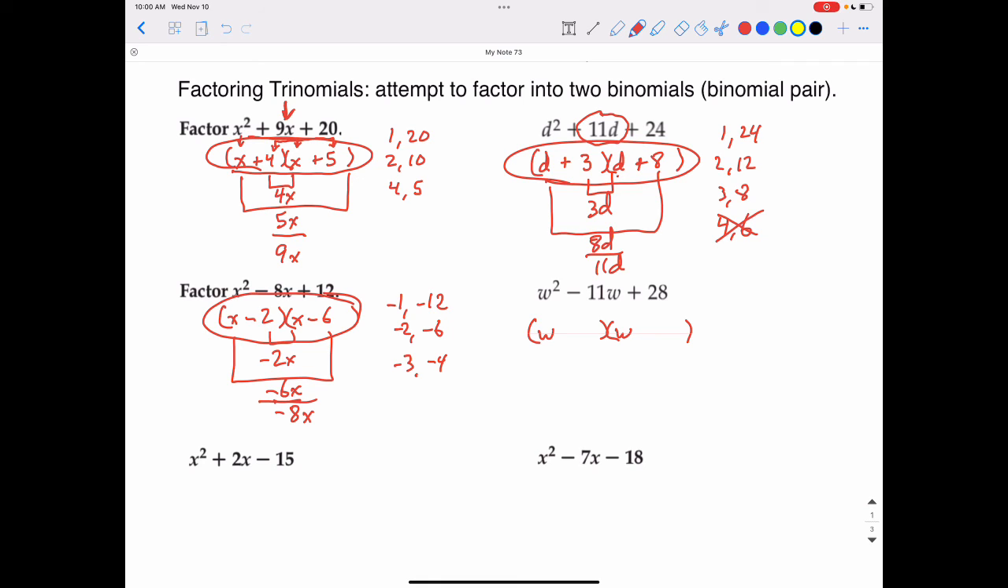Again, we have multiply to be a positive number, but add to be a negative number. So that does mean that we have to use two negatives for that to happen. And what two numbers multiply to be positive 28, but add to be negative 11? That would be negative 7 and negative 4. That would be negative 7w, negative 4w, and that does add up to be negative 11w. So we have the correct factorization there.